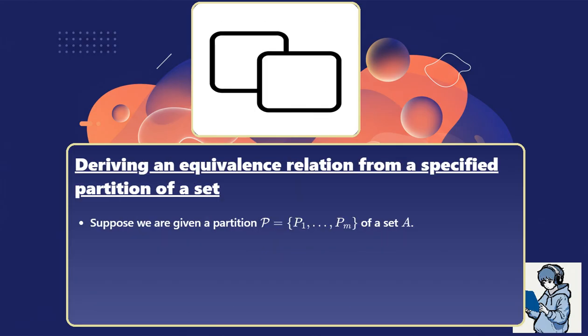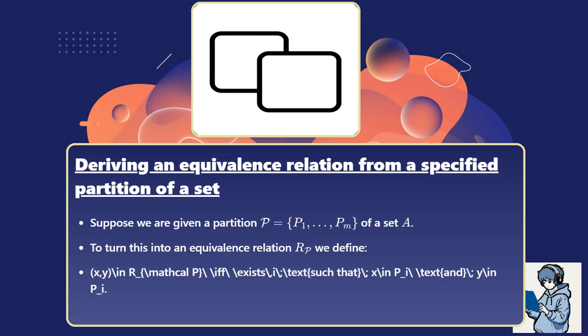Suppose we are given a partition P equals the set containing P_1 through P_m of a set A. To turn this into an equivalence relation R_P, we define (x, y) belongs to R_P if and only if there exists i such that x belongs to P_i and y belongs to P_i.